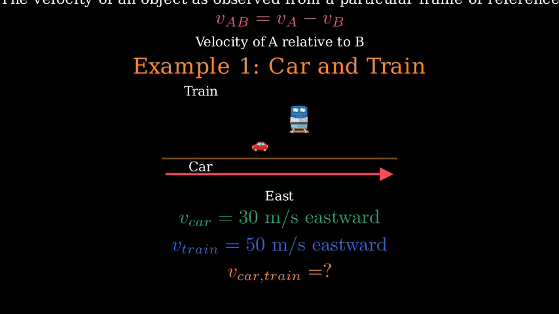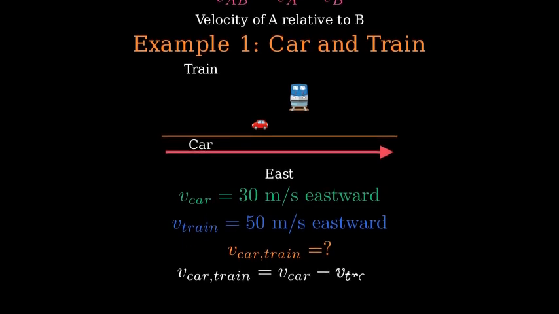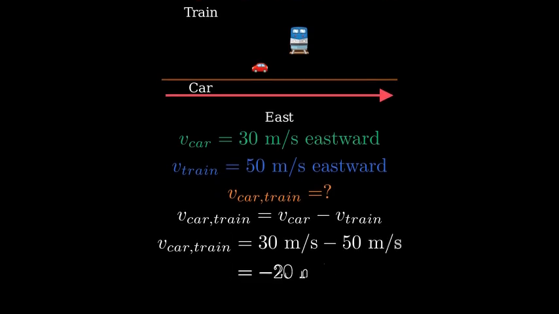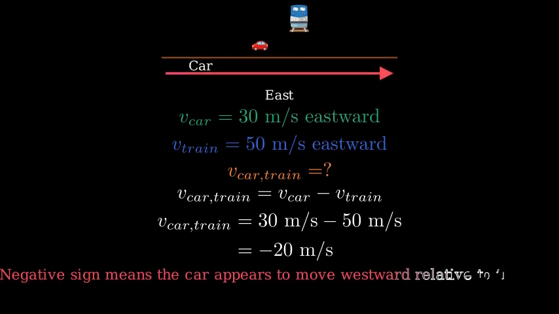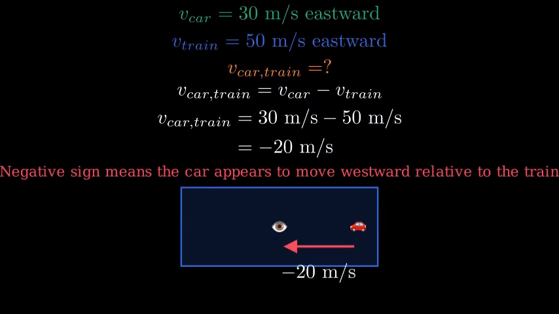To find the velocity of the car relative to the train, we use our formula. V car train equals V car minus V train. Substituting our values, we get 30 meters per second minus 50 meters per second, which equals negative 20 meters per second. The negative sign indicates that, relative to the train, the car is moving westward at 20 meters per second. From the perspective of someone on the train, the car appears to be moving backwards at 20 meters per second.